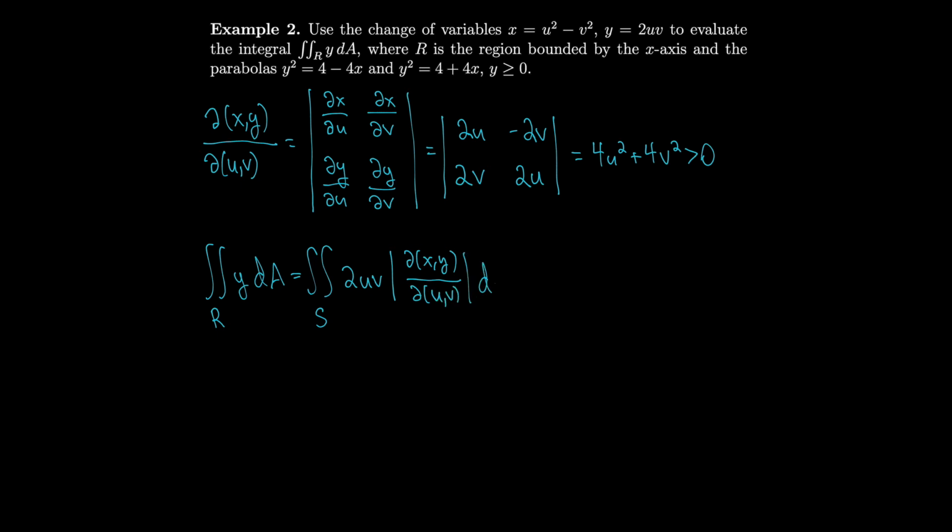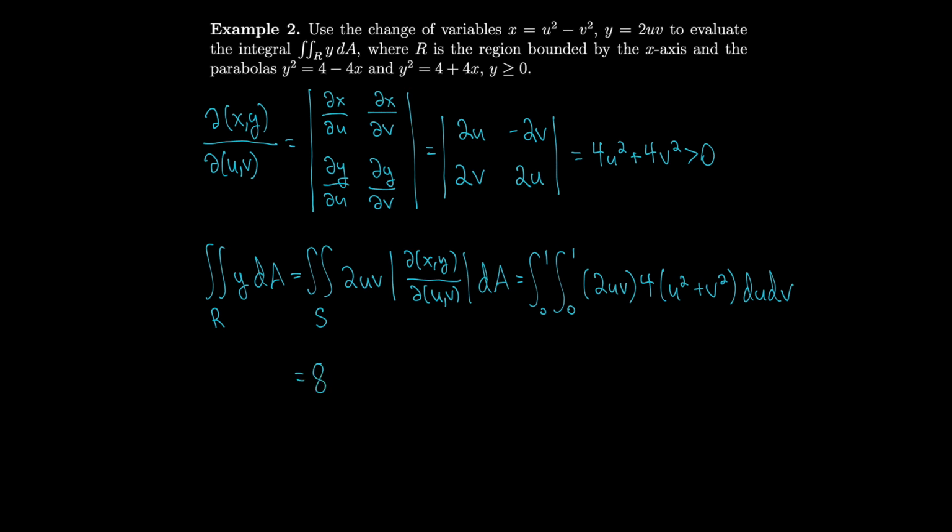And we end up with the integral from 0 to 1, the integral from 0 to 1 of 2uv, because remember, in the uv plane, this was just a rectangle when we drew it, and we have 4 times u squared plus v squared because I'm factoring out the 4. And now we have du dv.